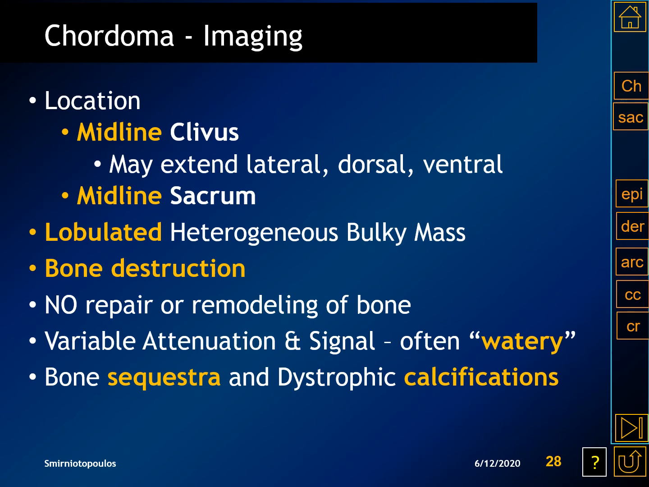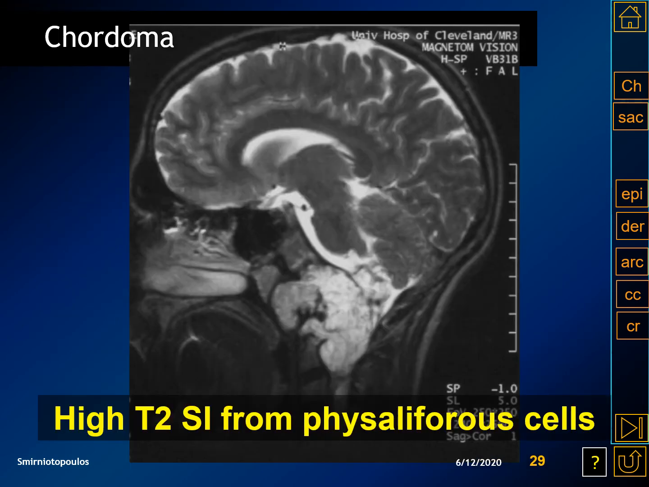They have variable attenuation and signal, but oftentimes are water-like. And within the tumor, we can find bone sequestra and dystrophic calcification. Here's a typical example on the sagittal T2-weighted MR of a large, bulky lesion associated with destruction of the inferior margin of the clivus, heterogeneous with a water-like signal intensity.